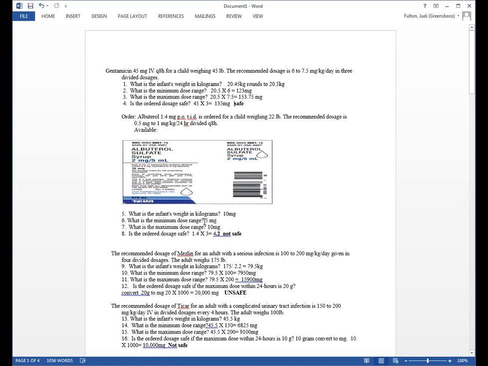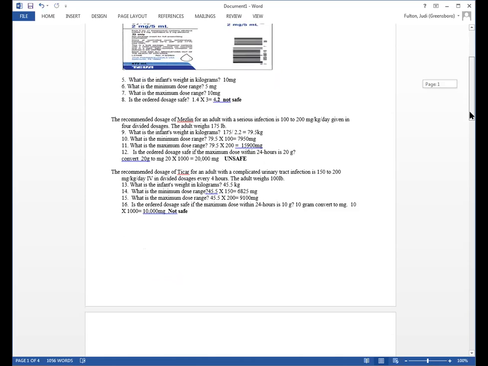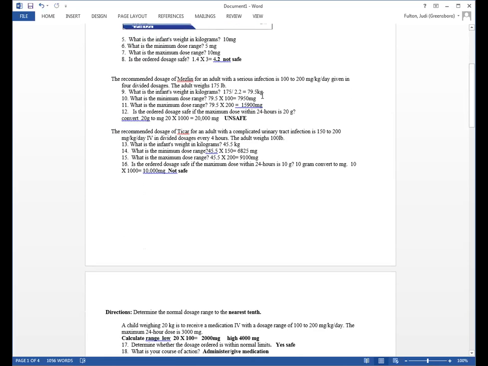What is the minimum dose range? You calculate the 10 times the 0.5, which gives us 5 milligrams. Then what is the maximum? The 10 times 1, 10 kilograms times 1 milligram, it gives us 10. Then we calculate it, get 1.4 milligrams TID, that's 3 times a day. So 1.4 times 3 gives us 4.2, and it is too low, so it is unsafe. It's not safe. I will take not safe or unsafe. Either one, they're synonymous.